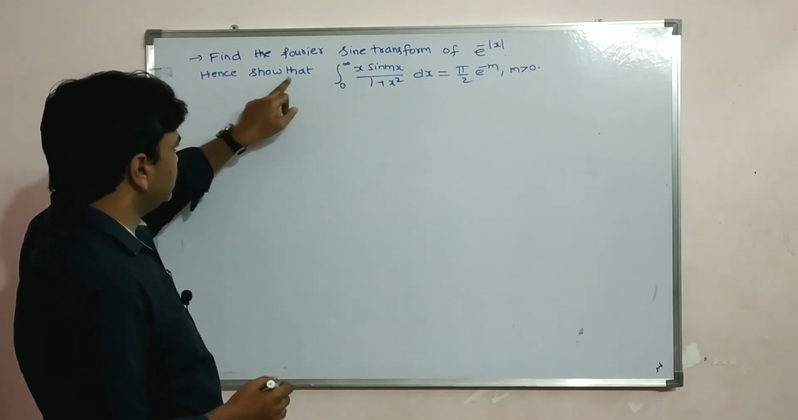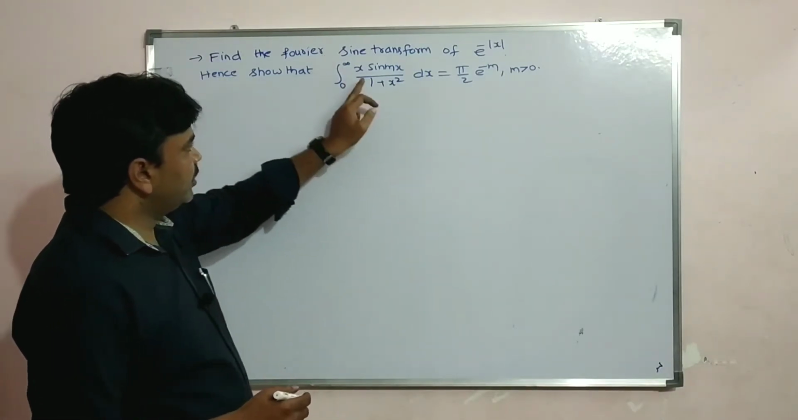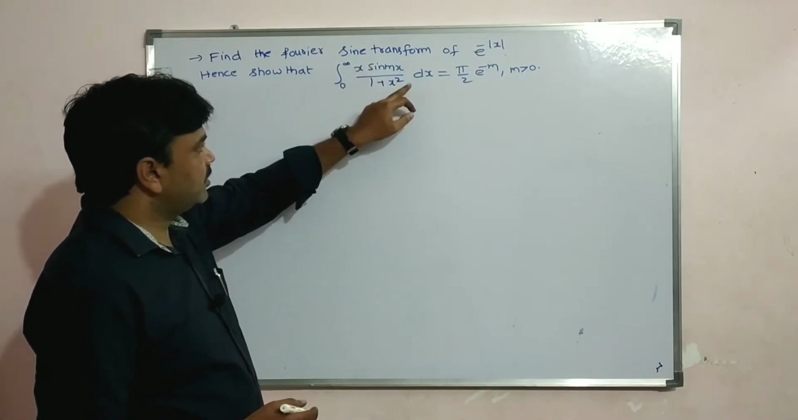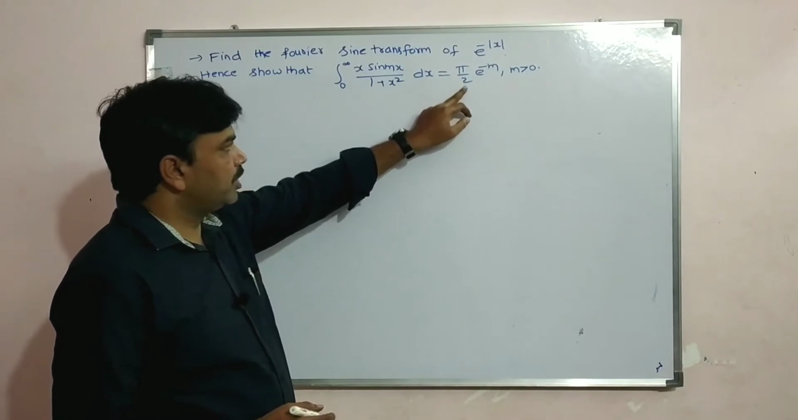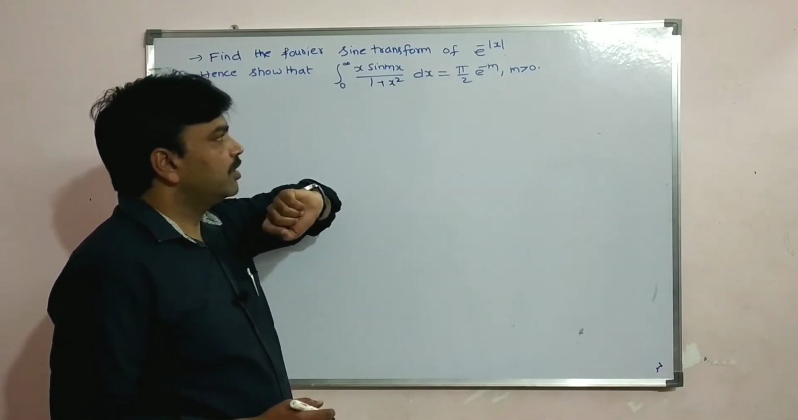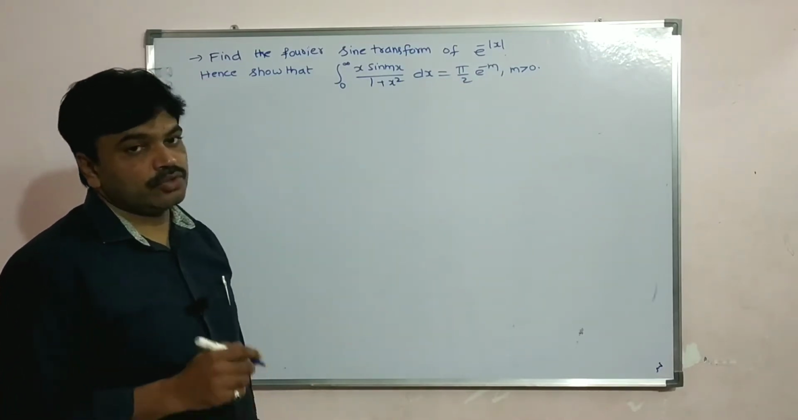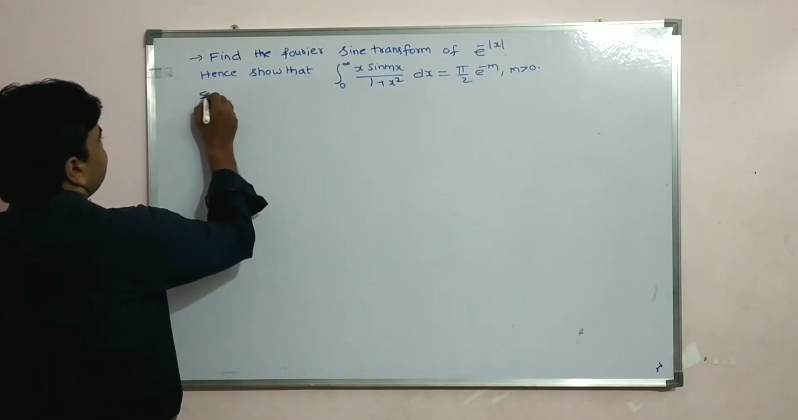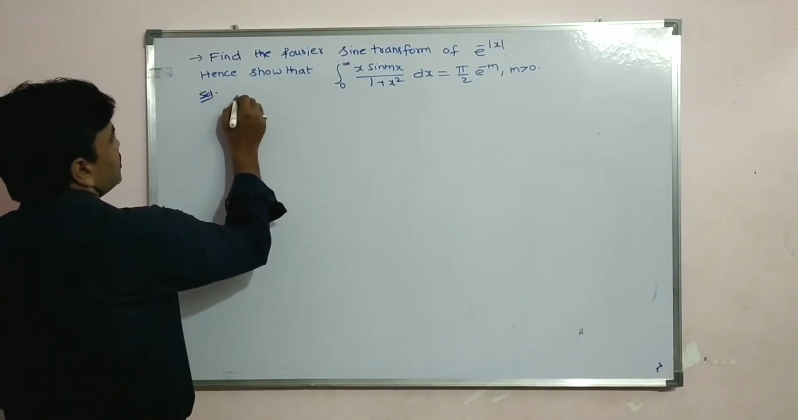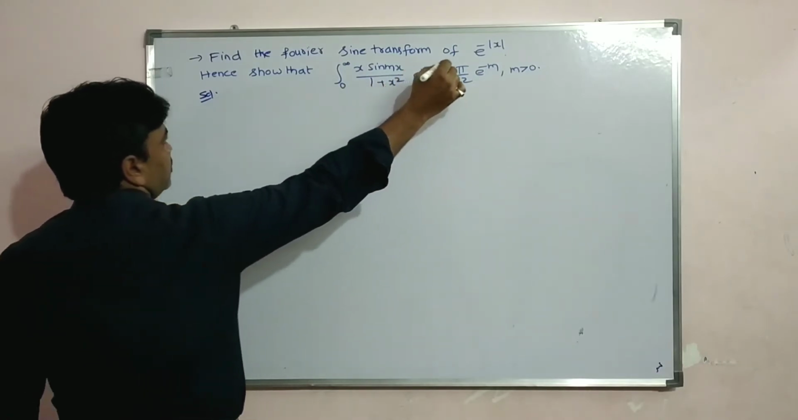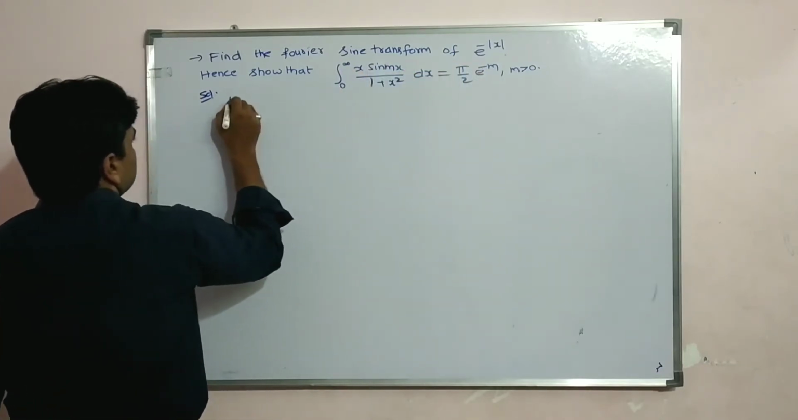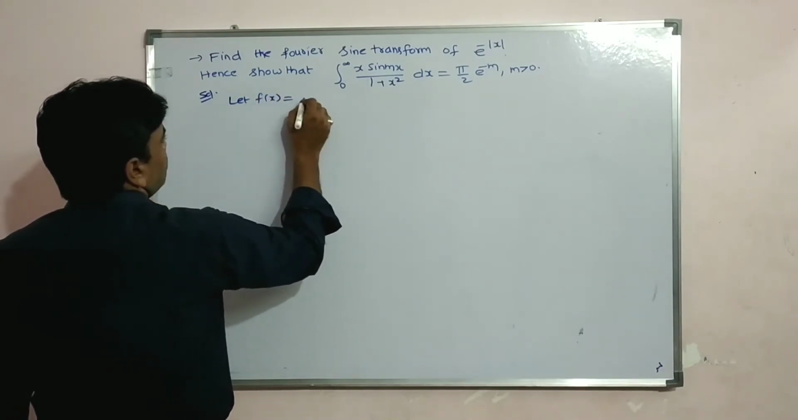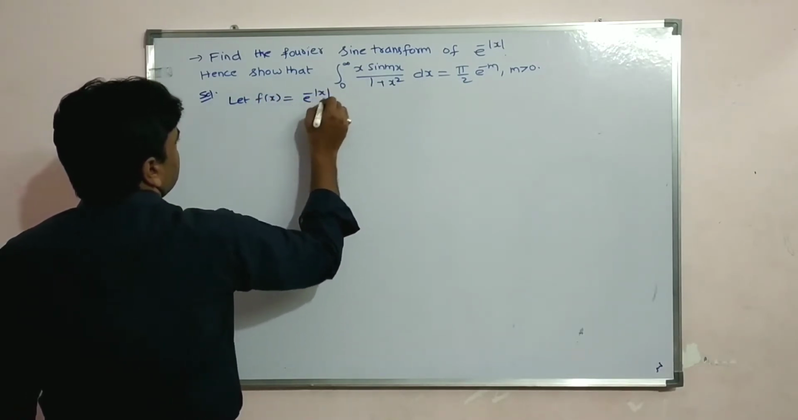Hence, show that integral 0 to infinity x sin mx by 1 plus x square dx is equal to pi by 2 e power minus m, where m is greater than 0. So, solution. What is the function, students? e power minus modulus x. So, let f of x be equal to e power minus modulus x.